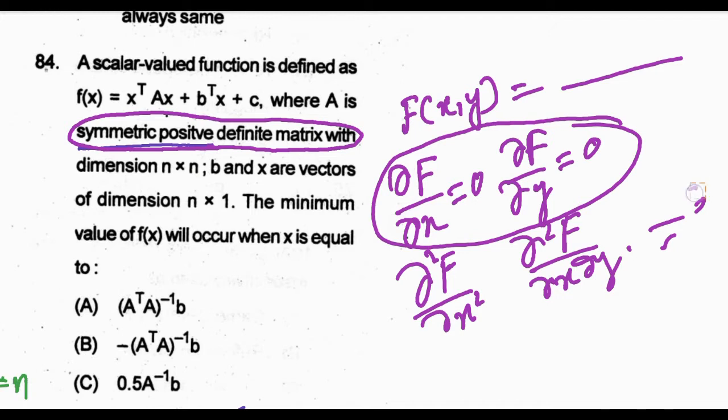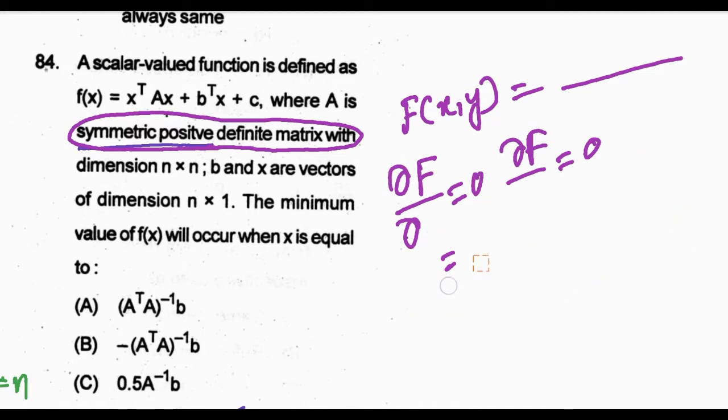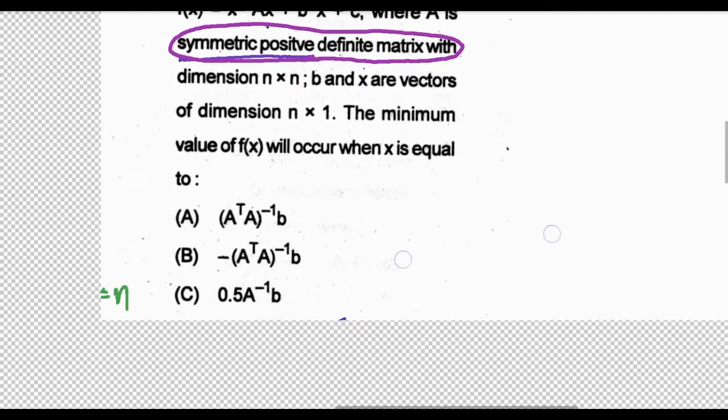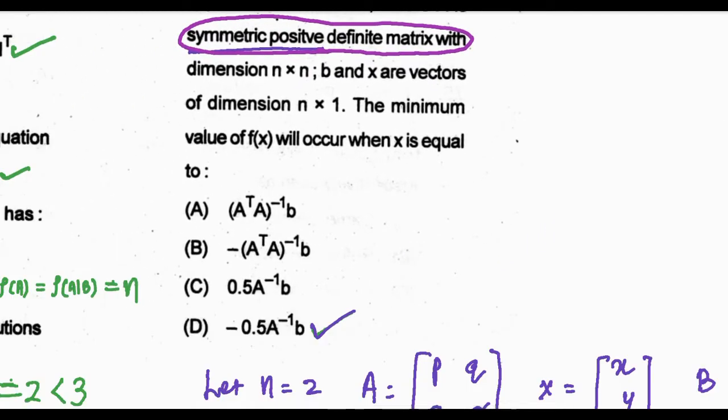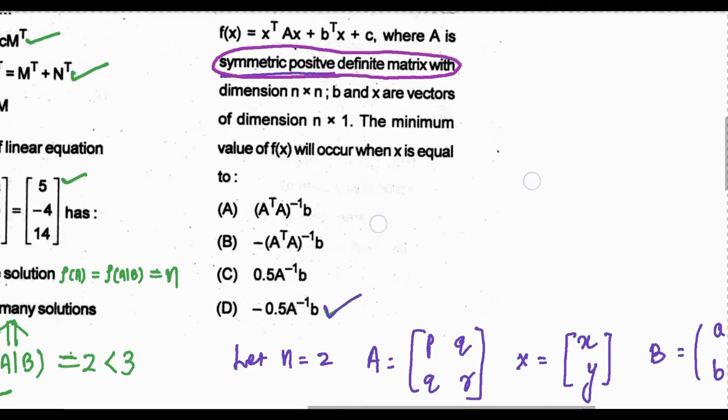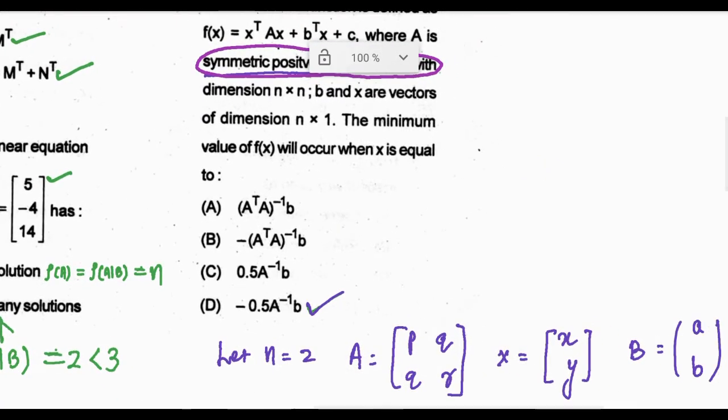This is in calculus, but in this question what is given? F is a function of a matrix. So we will use a similar method to find the minimum value. Here I have taken an example so that we can explain this one. This will be a lengthy problem to understand. So first, what is given? A is a symmetric positive definite matrix.